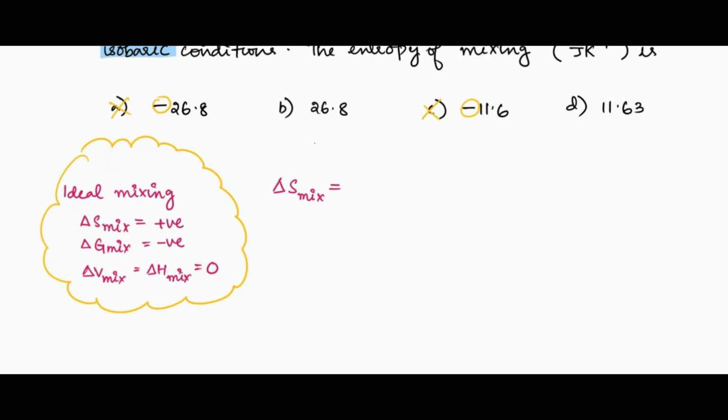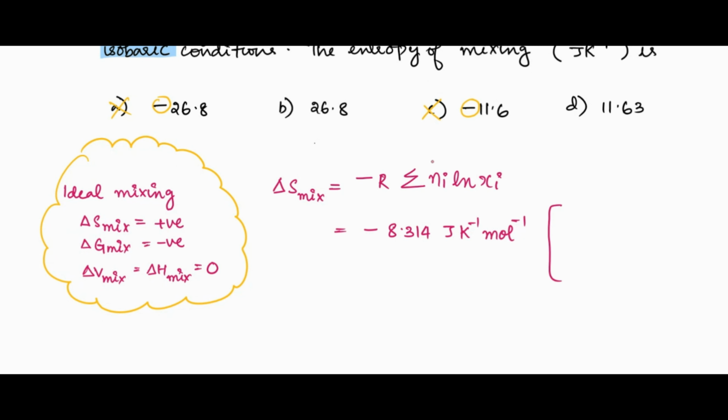Now, delta S mix formula, note it down. Delta S mix is equal to minus R summation of Ni ln Xi. This is the formula, where Ni is the number of moles, Xi is the mole fraction. So let's do it. Here we have R in the value. Since they have asked in joules, we'll take it as 8.314 joule per Kelvin per mole.